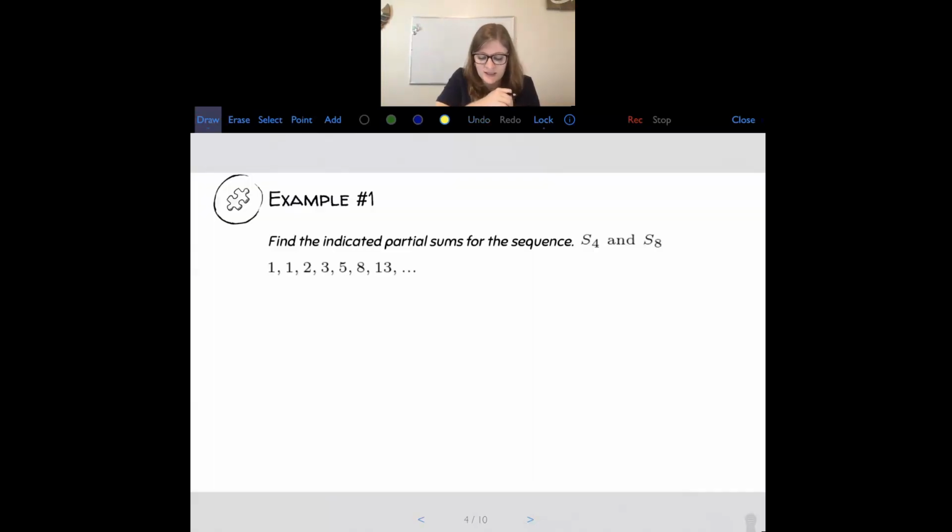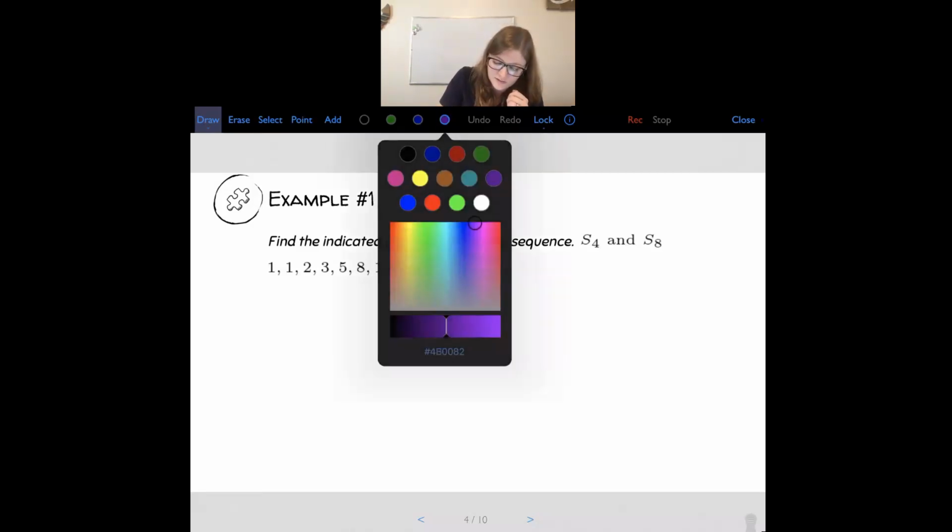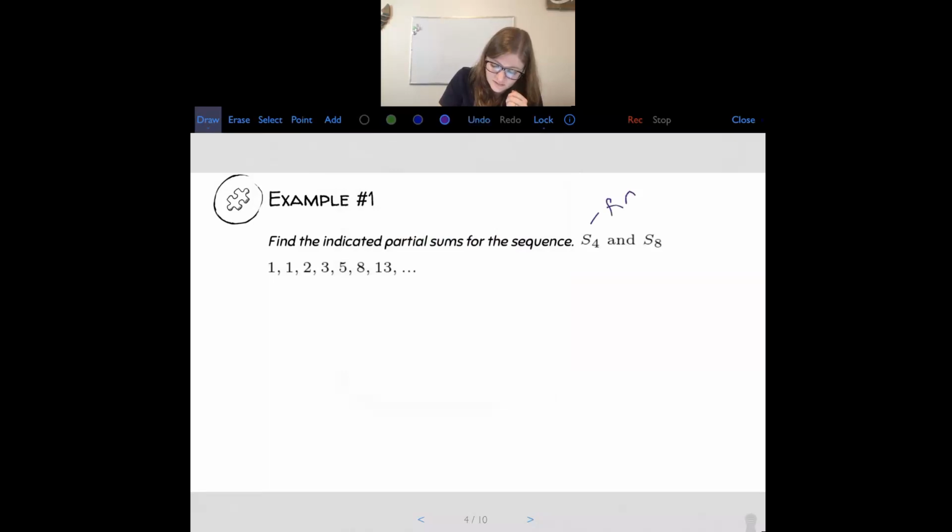So find the indicated partial sums for the sequence. We're asked to find S4 and S8. So that means the partial sum of the first 4 terms, and the first 8 terms. So I have the sequence 1, 1, 2, 3, 5, 8, 13, and so on.